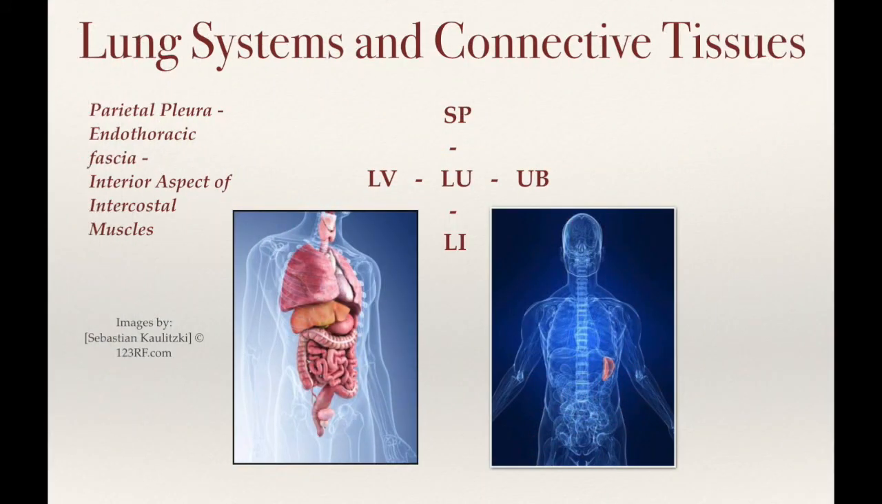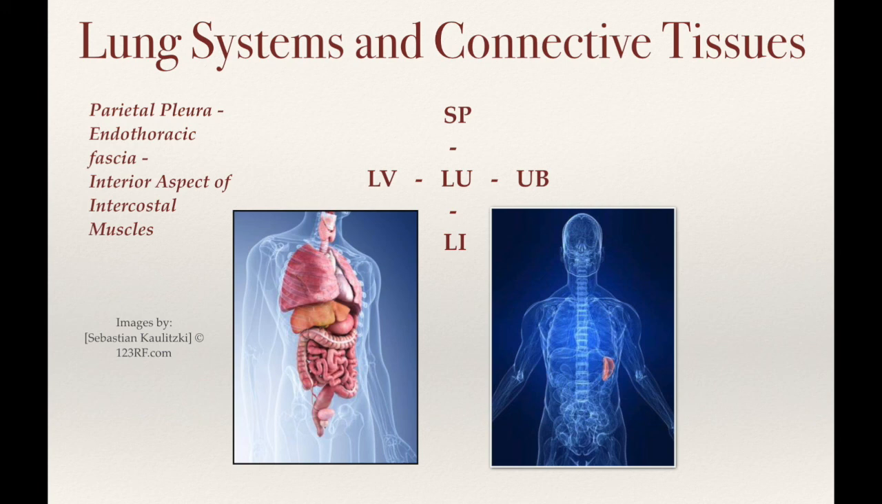In this image, we see the lung systems and connective tissues. So in Dr. Tung's 5 systems, the lung connects to the spleen in system 1, that's the tie-in relationship. And then in system 2, it connects to the bladder, and in system 4 as well. And then the system 3 connection is between the lung and large intestine. Now, the system 5 connection is between the lung and the liver.